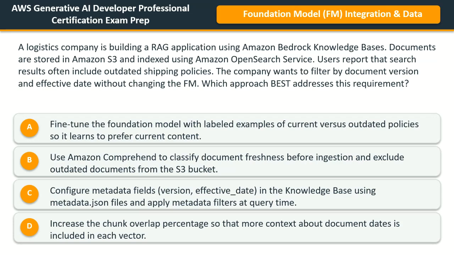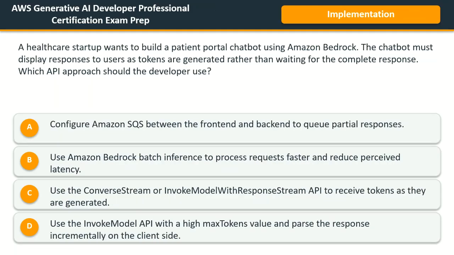A. Configure Amazon SQS between the front end and back end to queue partial responses. B. Use Amazon Bedrock batch inference to process requests faster and reduce perceived latency. C. Use the ConverseStream or InvokeModelWithResponseStream API to receive tokens as they are generated. D. Use the InvokeModel API with a high max token value and parse the response incrementally on the client side. It's C, specifically for this use case.